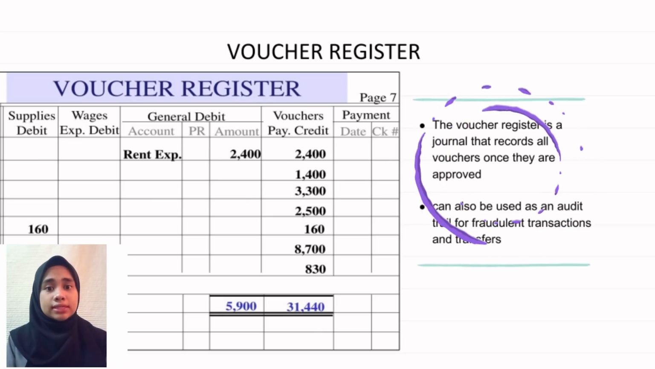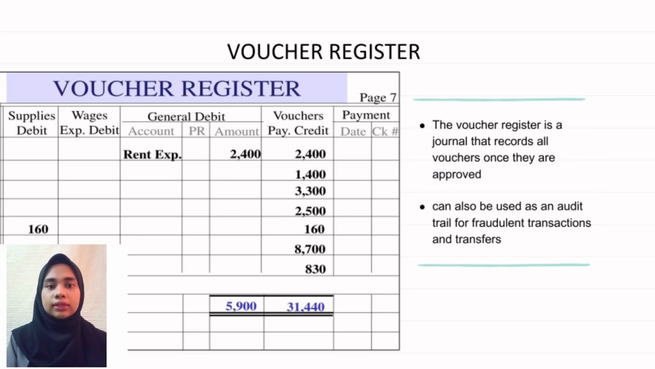Sometimes, the voucher register is called the book of original entry because all the vouchers are entered into the voucher register before they are entered into any other part of the accounting system. Voucher register will be used if the purchase journal has not been used.